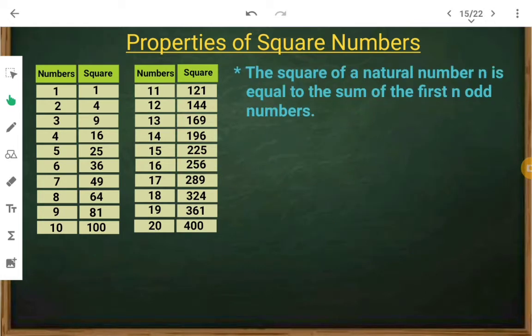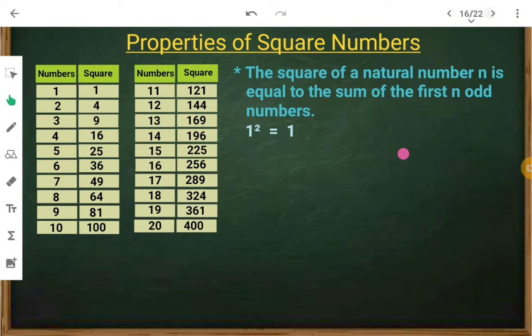And now, the square of a natural number n is equal to the sum of the first n odd numbers. Yes, I will give you an example. 1 square. What is 1 square? 1. Okay. And what is the next?